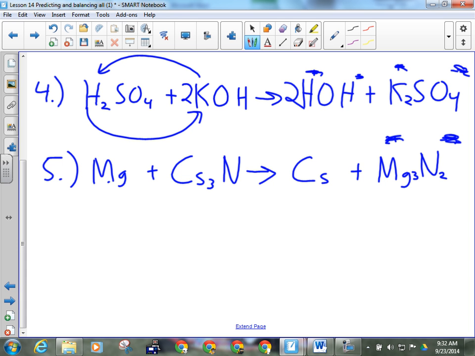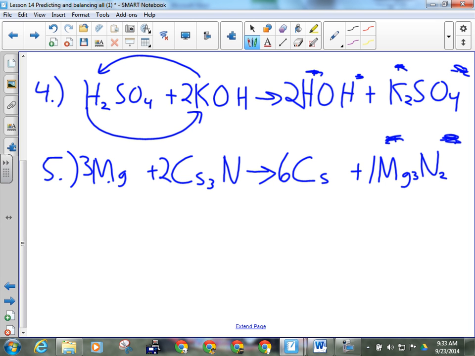Now I need to go back and look at balancing. On this side, I've got 3 magnesiums, present in kind of a large number. I need to go over here and make sure I have 3 magnesiums. So now that's balanced. Over here, I've got how many nitrogen? 2. How many here? 1. If I put a 2 here, am I going to run into problems? Not really. How many cesium does that give me? So 3, 2, 6, and 1. Is that making sense?